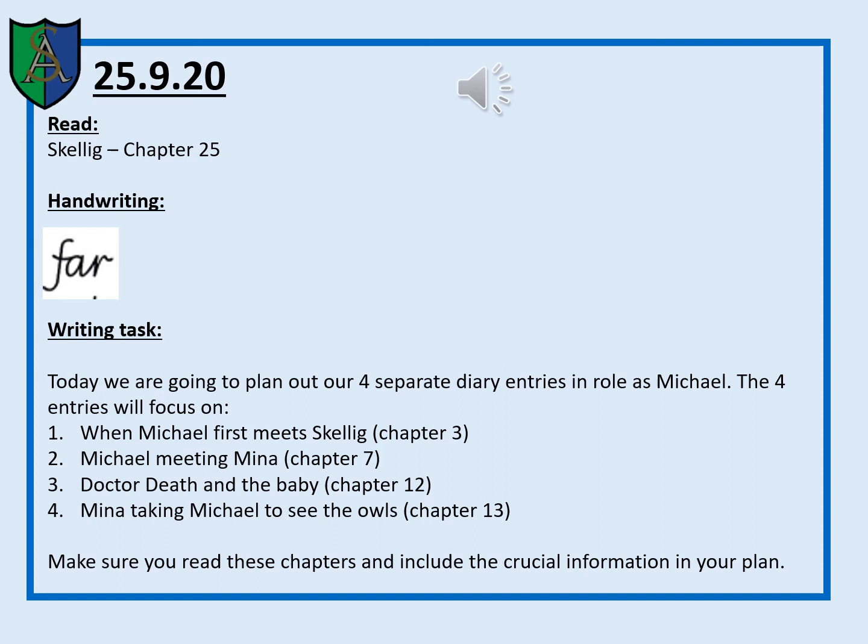The planning template is also online, but if you can't print that off, not to worry, just split a page into 4 different sections. That's all you really need, and you're bullet pointing this crucial information that you need. On the next slide is the success criteria, so you'll be able to identify in your plan even places where you can address this success criteria.